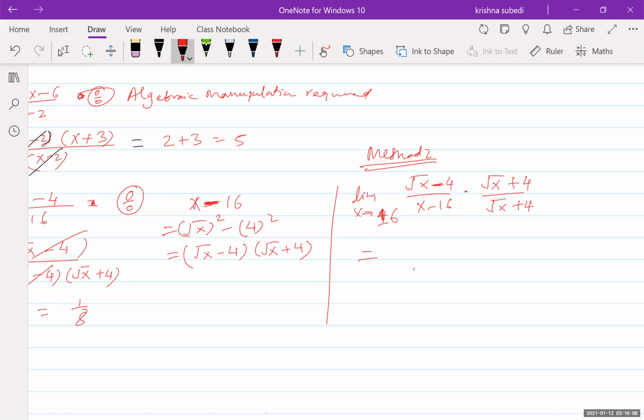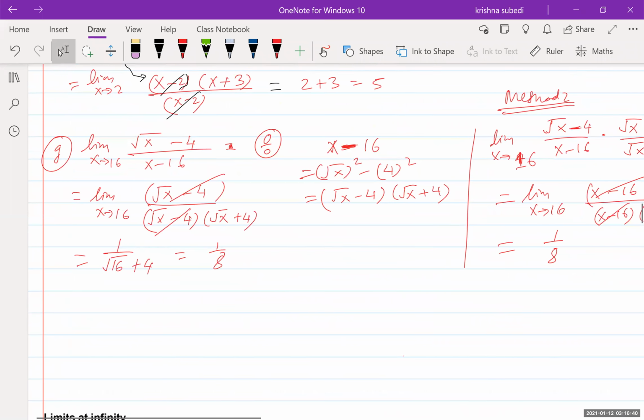And so you can write this as limit x tends to 16. Remember one thing, that until and unless there is x, you must keep on writing limit. Okay, limit x tends to 16. Now on the top we have x minus 16, and on the bottom x minus 16 times square root x plus 4. This cancels out, and now you still get the same thing, 1 over 8. So you can use any one of the methods.